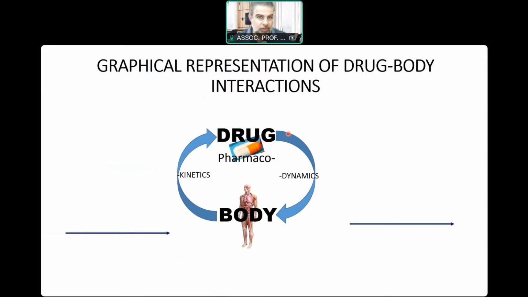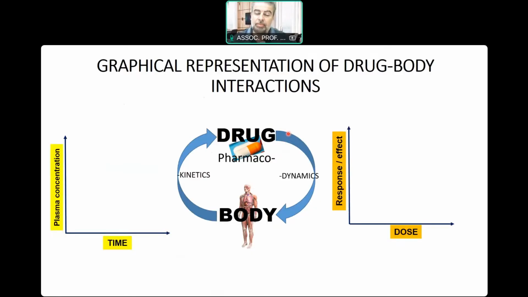In graphical representations, we have the x-axis and the y-axis. The x-axis for the pharmacokinetic interactions is the time, while for the pharmacodynamic dose-response curve it is the dose. The y-axis, the vertical one, for the pharmacokinetic interaction is the plasma concentration of the drug, while for the dose-response curve it will be the effect that the drug has on the body in the dynamic curve.